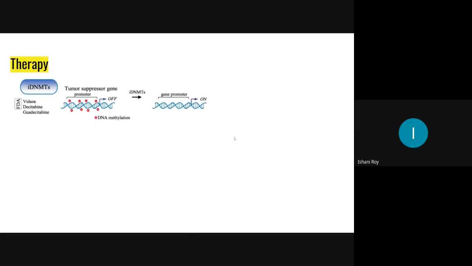In this, the tumor suppressor gene is methylated. These red tags are methyl tags, which essentially switch off the gene. Now, because of the action of these DNA methyl inhibitors, the methyl tags are taken off or removed from the gene, which switches it on, and it resumes its transcriptional activity.